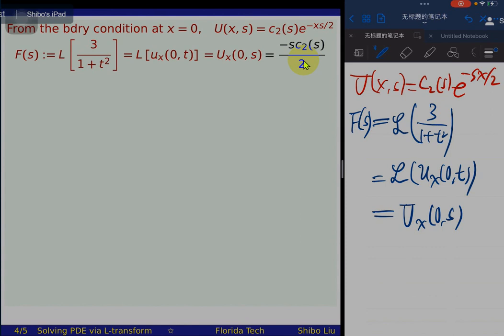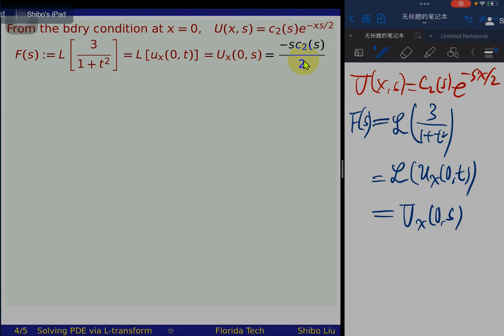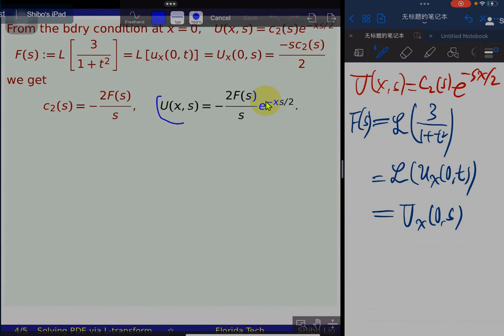Let me compute this here. By the expression for capital U here, we see that x equals, okay, this is easy, I will not do this. Quite easy. Okay, so from this equation we can solve C2. C2 is minus 2 capital F divided by s, and then having obtained C2, we can write the explicit expression for our capital U here.